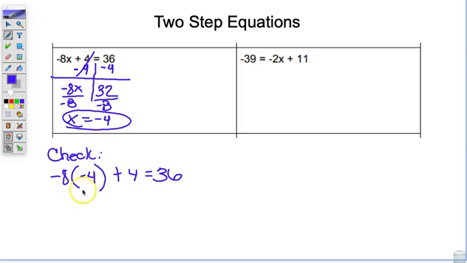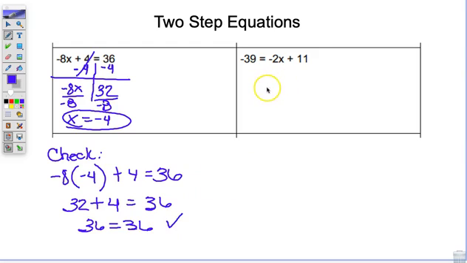A negative times a negative is always a positive. So if I go ahead and finish my math, you can see that 32 plus 4 is in fact 36, which equals my right side. So I know I'm correct.